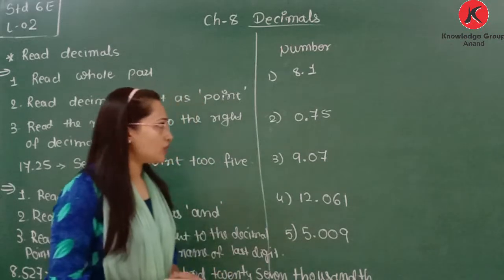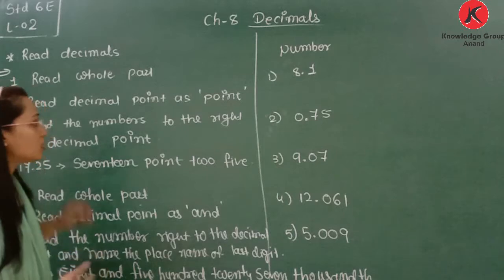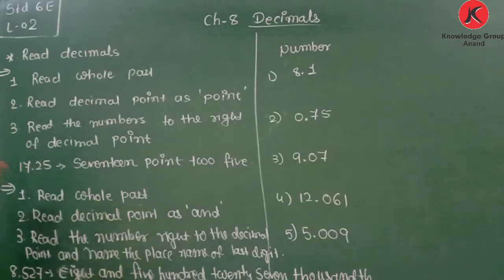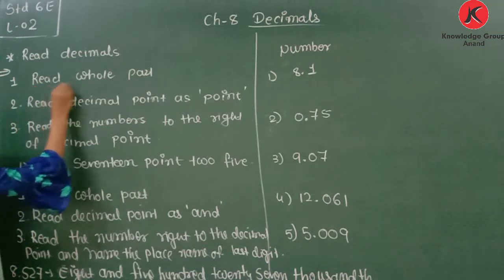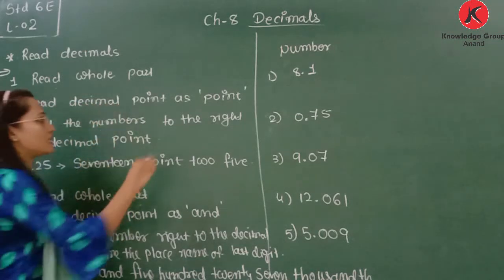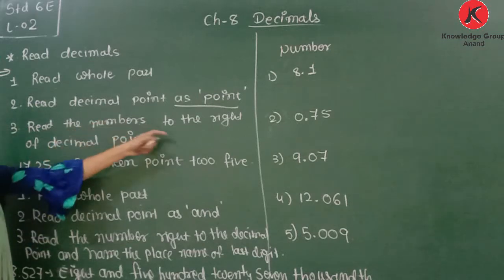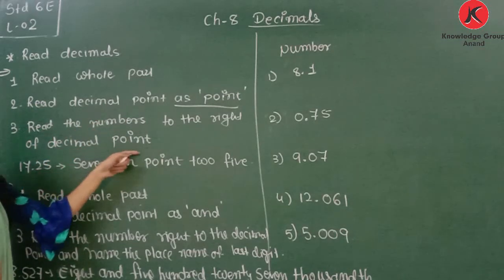Now today we will learn how to read decimal numbers. So what is a decimal number, and how can we read it? There are two methods to read a decimal number. One: read the whole part first, read the decimal point as "point", and read the digits to the right of the decimal point.